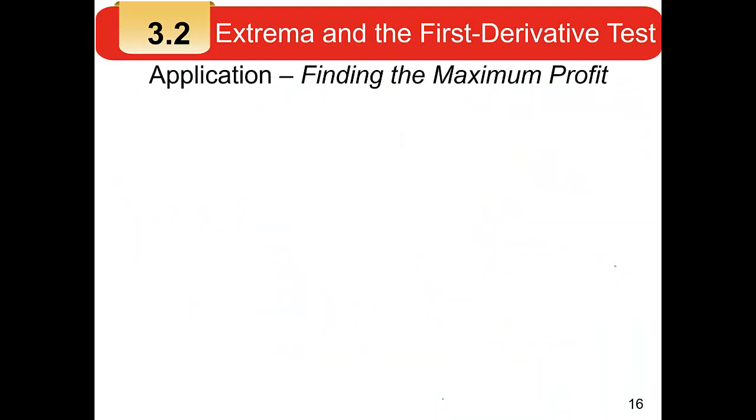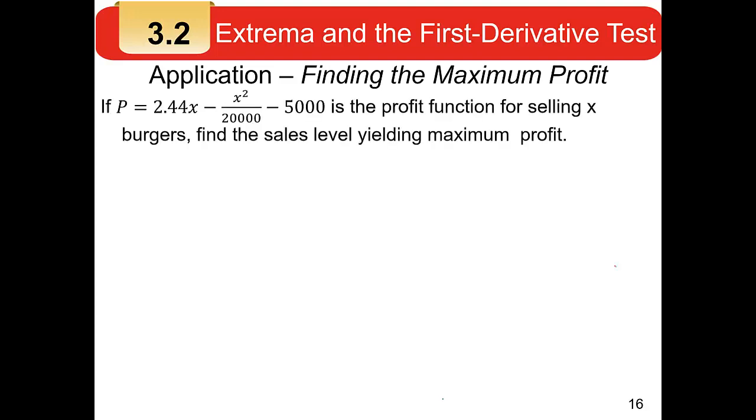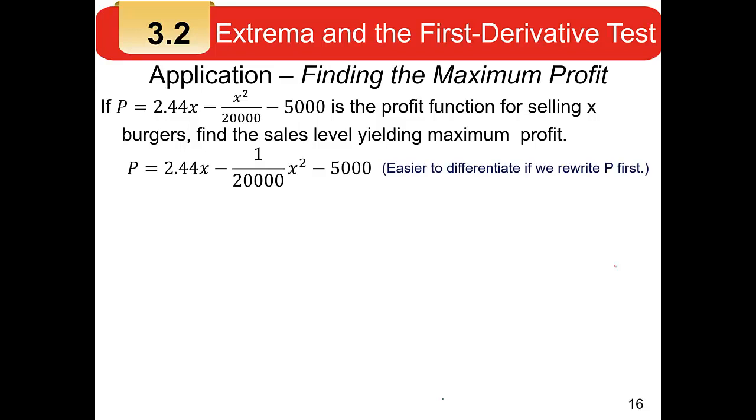Let's do an application. I chose something involving the maximum profit. If you're given a profit function, and in this case it's the profit for selling X burgers, and we want to find the sales level that gives us maximum profit, that's something we talked about earlier. The derivative of the profit function is called the marginal profit. So you want to take that derivative and set it equal to 0. That gives you the marginal profit.